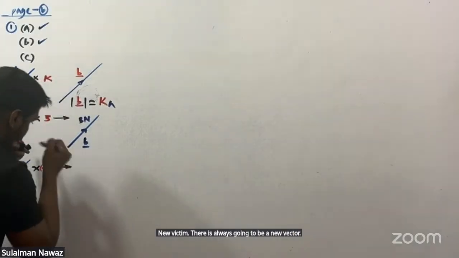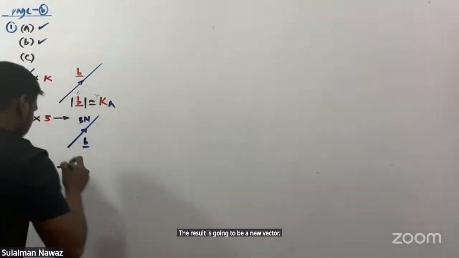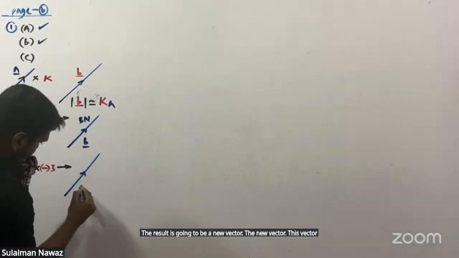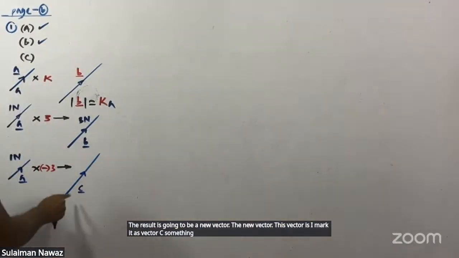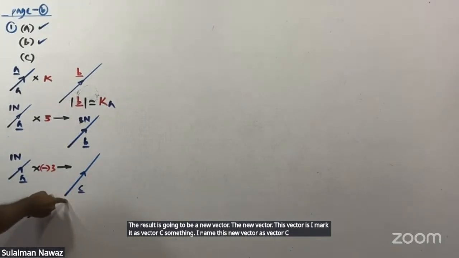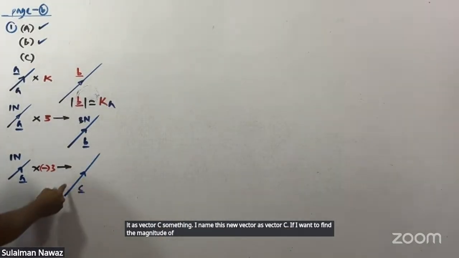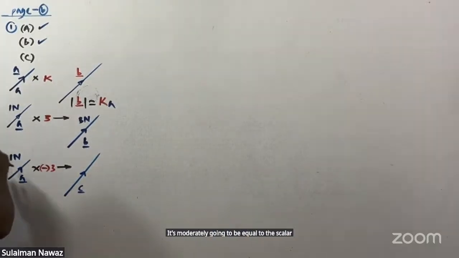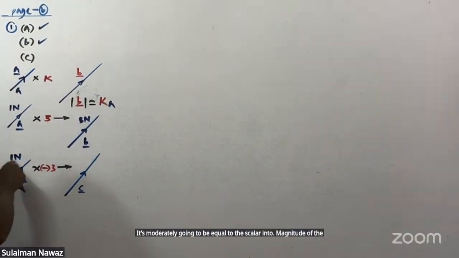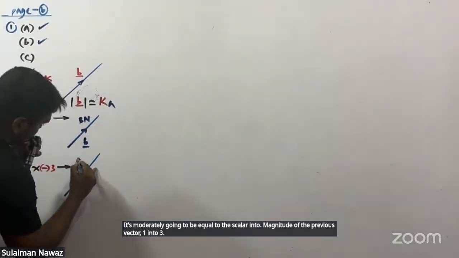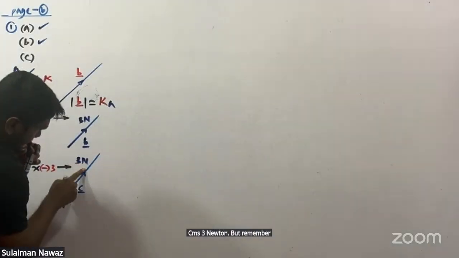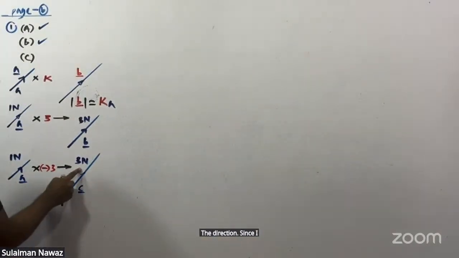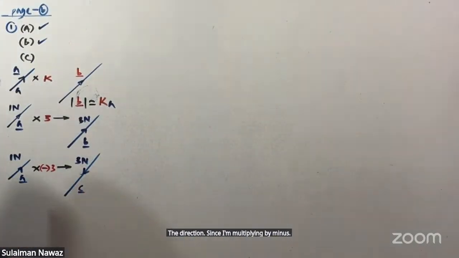The result is going to be a new vector. I name this new vector as vector C. If I want to find the magnitude of this newly formed vector, its magnitude is going to be equal to the scalar times the magnitude of the previous vector: 1 into 3, same as 3 Newton. But remember the direction. Since I'm multiplying by a minus, the direction is going to be opposite.